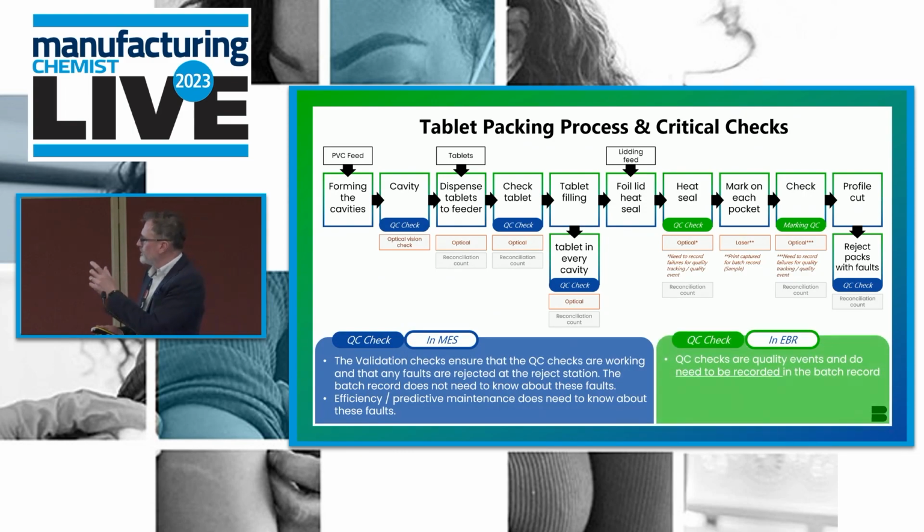So because the green items are more critical, then they reside ultimately in our batch record. So our GMP batch record is in one system, and those critical checks are recorded in that. The other checks that are less critical, they go into our MES system. So we've delineated it like that.